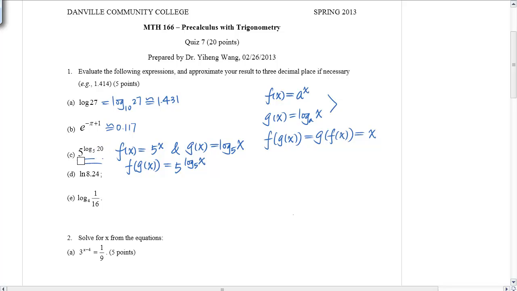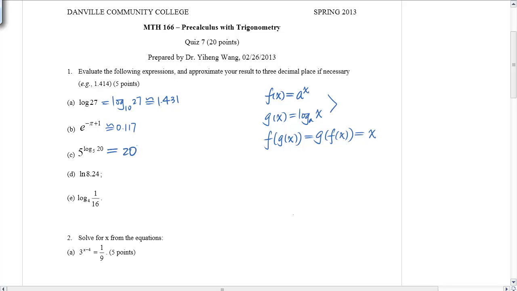So this is a problem that you do not need to use the calculator to solve. All you need to do is to understand the inverse property of the exponential function and the logarithmic function. So this we know for sure the answer is 20.